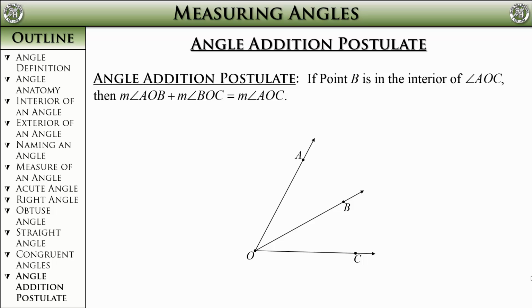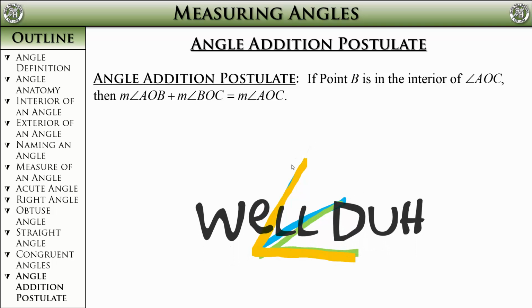So basically we're saying that if we take this angle and add it to this angle, then we get the really big angle. That should be so simple, stupid, obvious, take your pick, that you get the familiar, well duh response.